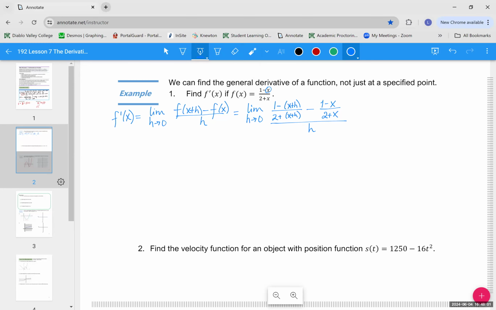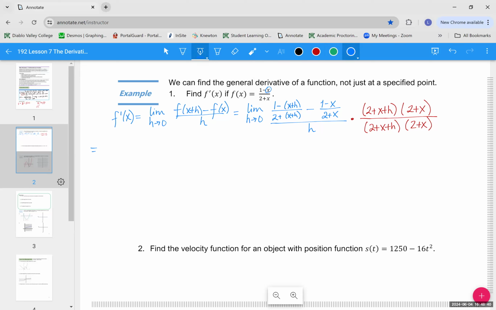Again, there's more than one way to do it. I find one of the most effective techniques is to multiply the top and bottom by the common denominator of all of the denominators in this problem. So in this problem, I have a 2 plus x plus h and a 2 plus x. So I am going to use the product of those as my common denominator. Whatever I multiply on top, I have to multiply by the same thing on the bottom so that the entire expression does not change value, because I've just multiplied it by a 1.